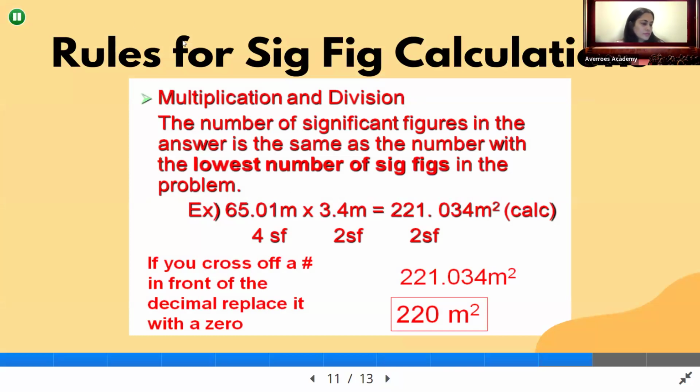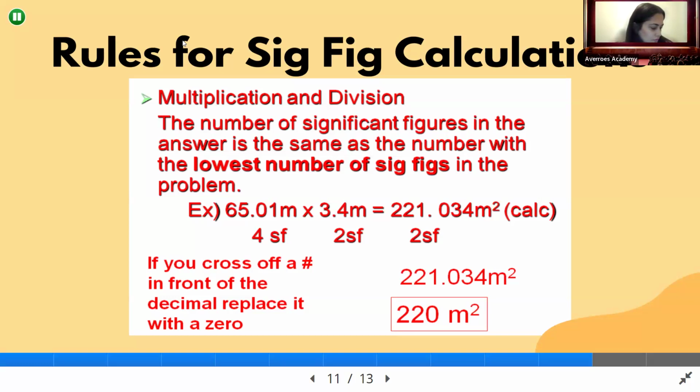So rules: when you do calculations throughout this course, you need to be putting your answer with the correct number of significant figures. So there are rules when you do calculations. Let's look at multiplication and division. The rule is that the number of significant figures in the answer is the same as the number with the lowest number of significant figures in the question. For example, we have 65.01 meters times 3.4 meters. Which number in that question has the lowest number of significant figures? Well, that's 3.4. That's 2 significant figures. So we need to put our answer in 2 significant figures as well.